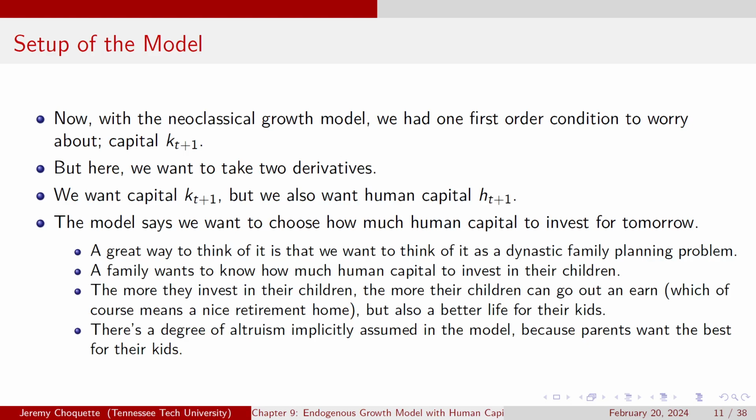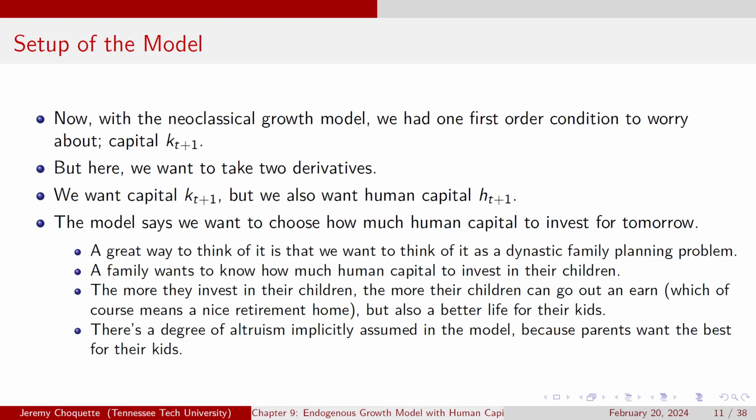Now, as a result of that, an implication of that is when we had neoclassical growth, we only had to worry about capital. Now we've got human capital and physical capital, so we've got to take two derivatives instead of just one. And the model says that we want to choose how much physical capital to own, so we want to know how much physical capital we're going to be investing in, but we also want to know how much human capital we're going to be investing in for tomorrow.